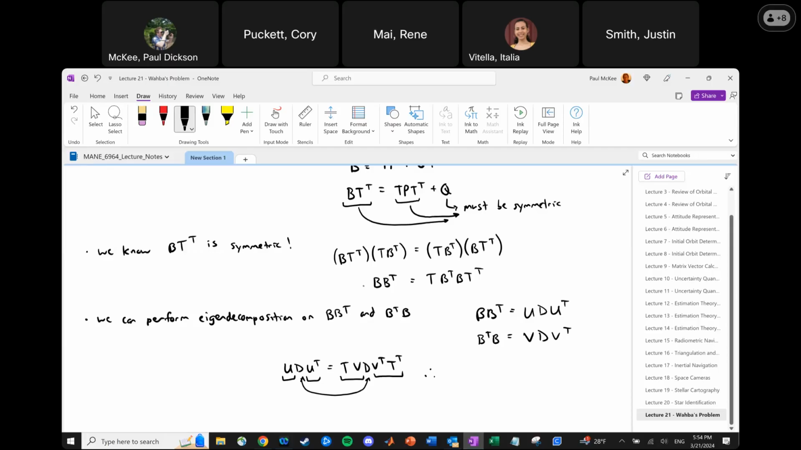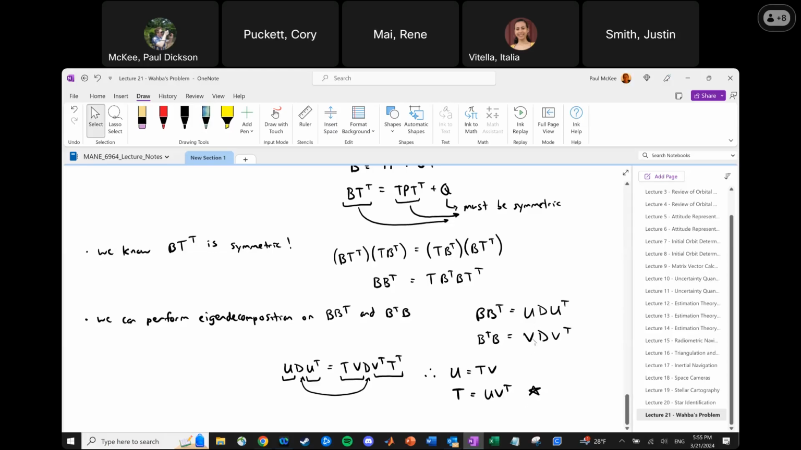Therefore, get the little 3 dots. U is equal to TV, or T is equal to U V transpose. Now we're not done yet, but that's basically it. What we're saying is that the attitude transformation matrix is U times V transpose. Okay, well, what is U and what is V?